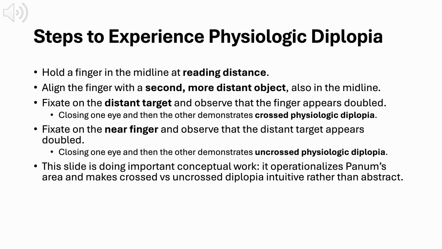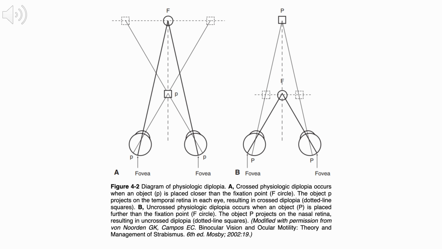Now switch your focus to the finger. When the finger is clear and single, the far object will look doubled instead. If you alternate closing each eye, the doubled far object will appear uncrossed. That's uncrossed physiologic diplopia, and it happens because the object is farther away than your point of fixation. The point of this exercise is to make Panum's area real. It shows that crossed versus uncrossed diplopia isn't abstract theory. It's a normal, predictable result of where objects fall in space relative to fixation.